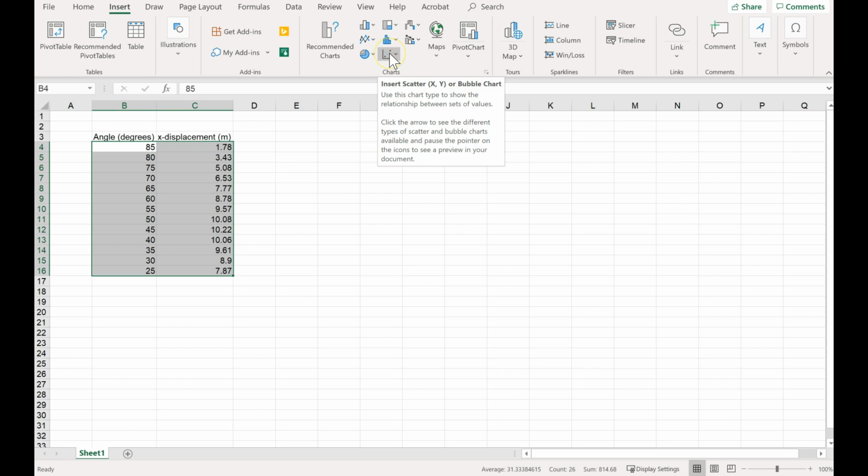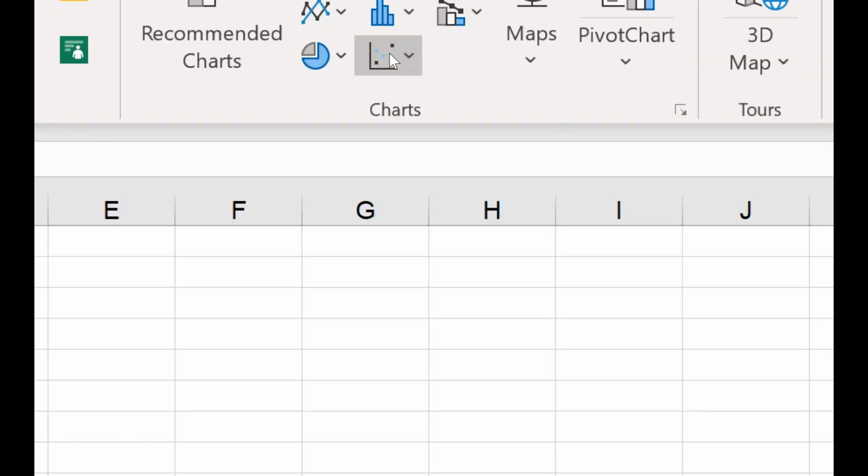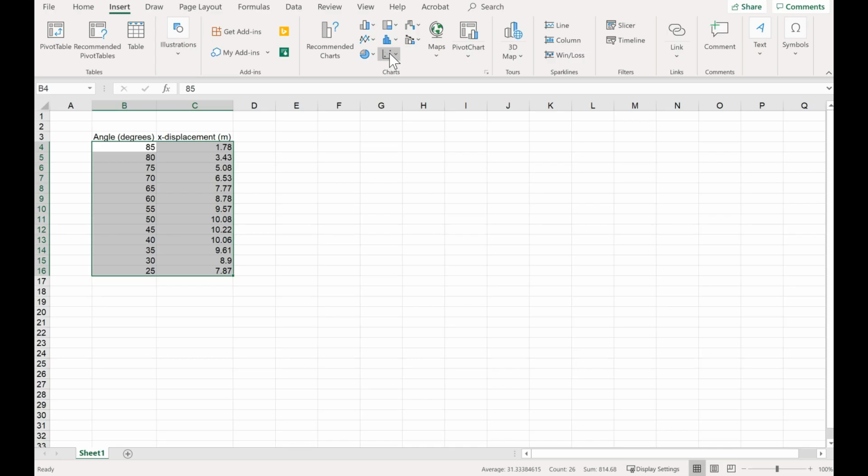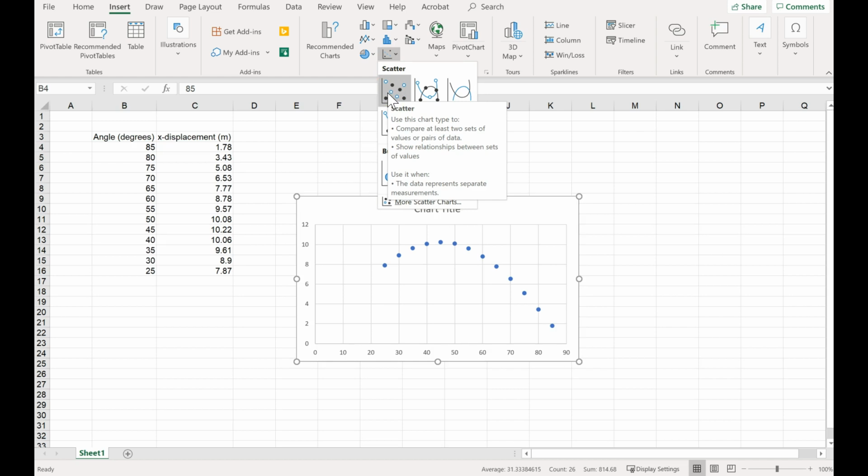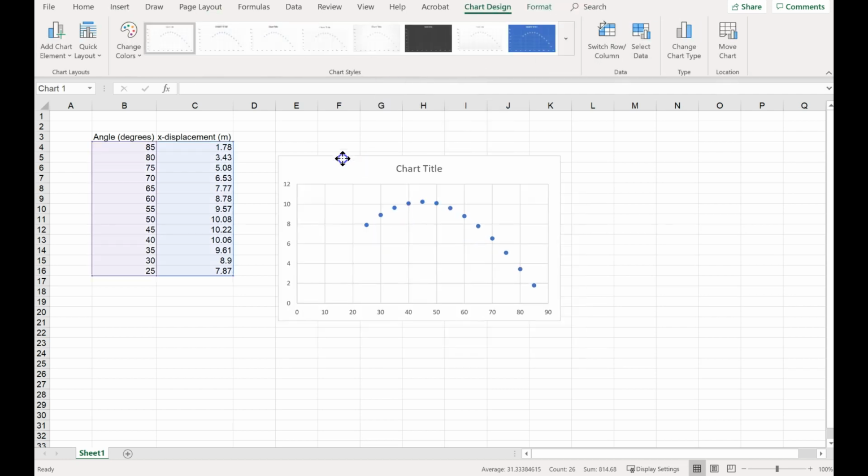We need a scatter plot, which is this icon where you've got the graphs, the axes, and then a bunch of dots in the middle. Click that scatter plot option and choose the very first selection, which has no connecting lines. Okay, we choose here, and there's our graph.